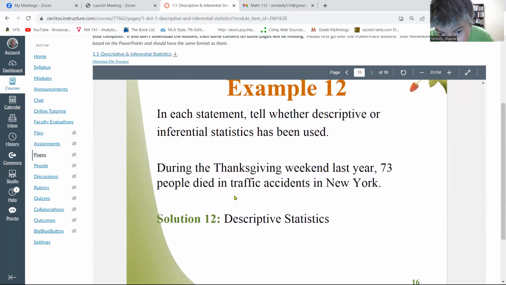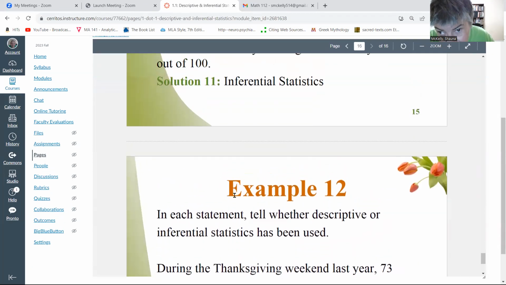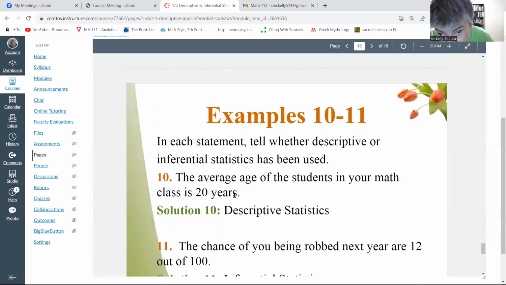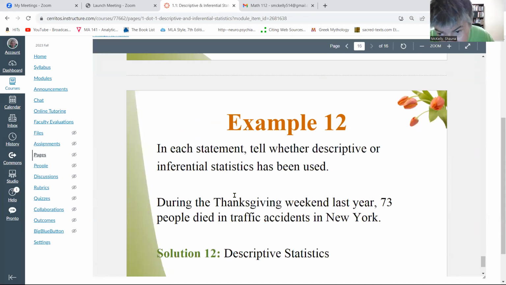Then there's an example of descriptive versus inferential down here. Here's another descriptive statement. During the Thanksgiving weekend last year, 73 people died in traffic accidents in New York. That's descriptive. Again, it's telling me how many people died. It's not making a prediction of any sort or creating a relationship. All right.